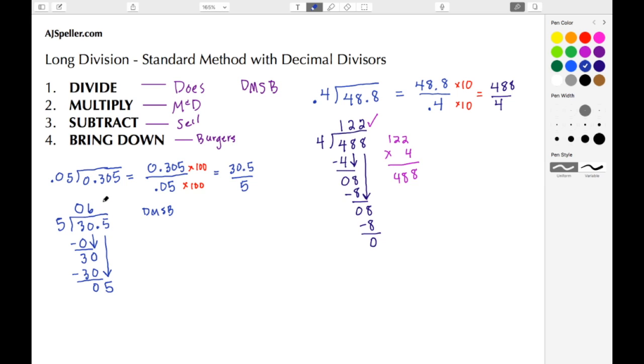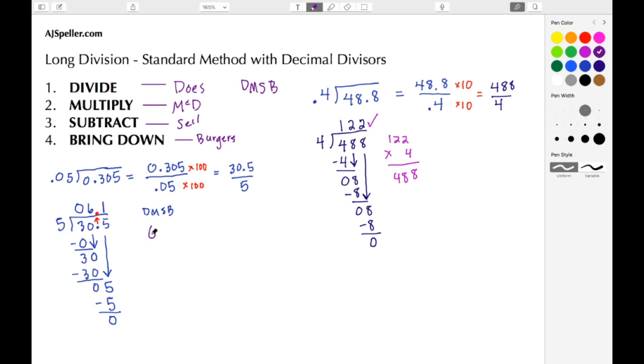Now I go back to division. 5 divided by 5 is a 1, and then 1 times 5 gives me 5. Then I subtract 5 minus 5 to give me 0. I look to bring down. There's nothing else to bring down, so I'm done. But what I do need to make sure I don't forget is I need to make sure that this decimal point is brought up to the top. So here I see that my quotient is 6 and 1/10.